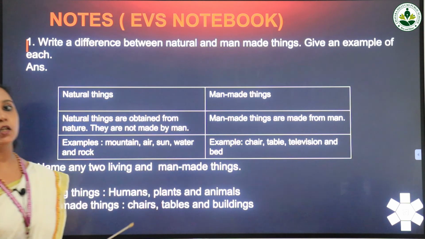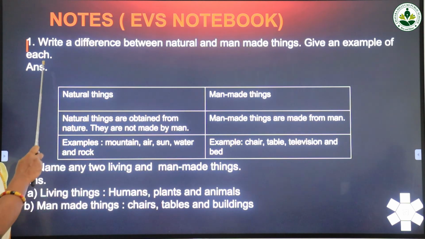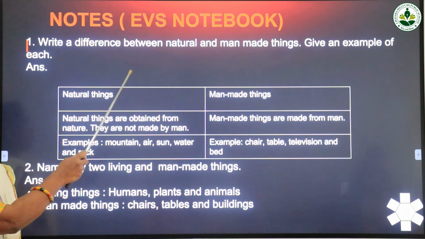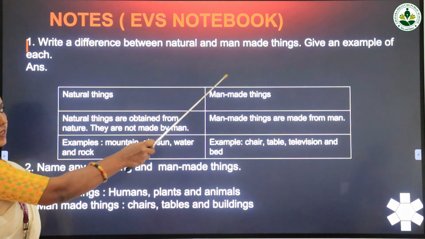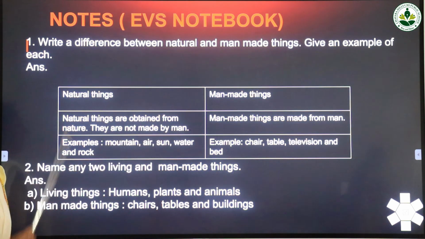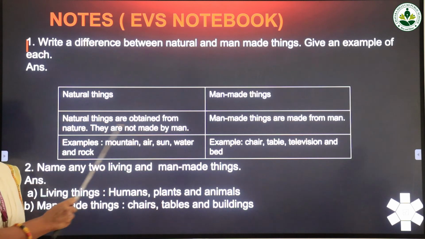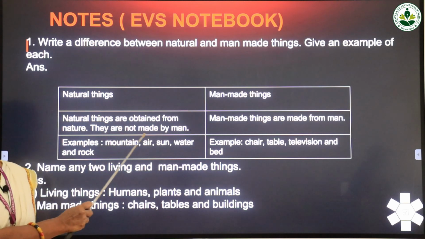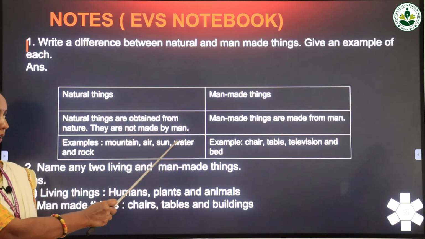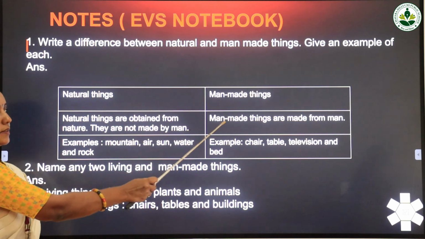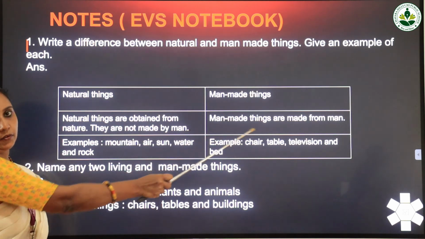Now these are the question answers. First one, write a difference between natural and man-made things. Give an example of each. Here the answer is natural things. Natural things are obtained from nature. They are not made by man. Now here man-made things. Man-made things are made by man.